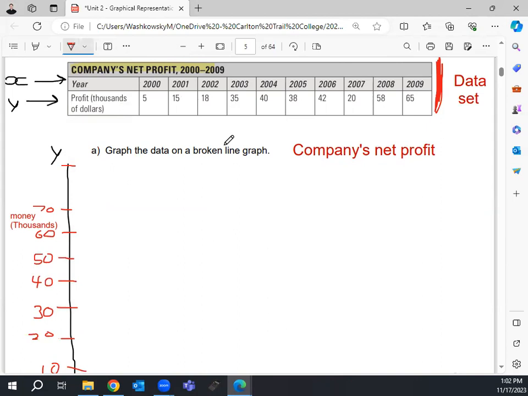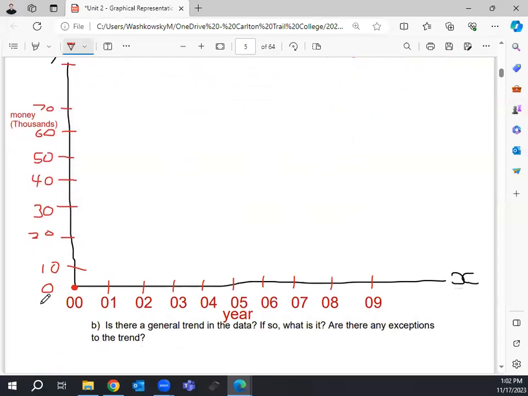By points, I mean I have to look at my data set up here and ask, okay, in the year 2000, how much money did this company make? 5,000. So I go to my graph and in the year 2000, they made 5 grand. I'm just going to put a little dot there and that's it. Put all your dots, then draw your lines.